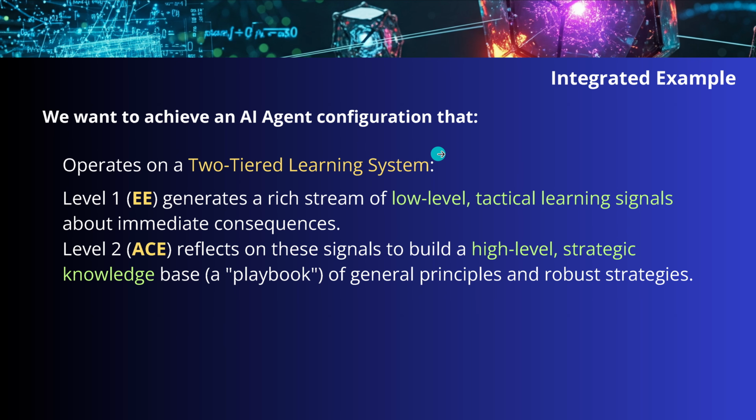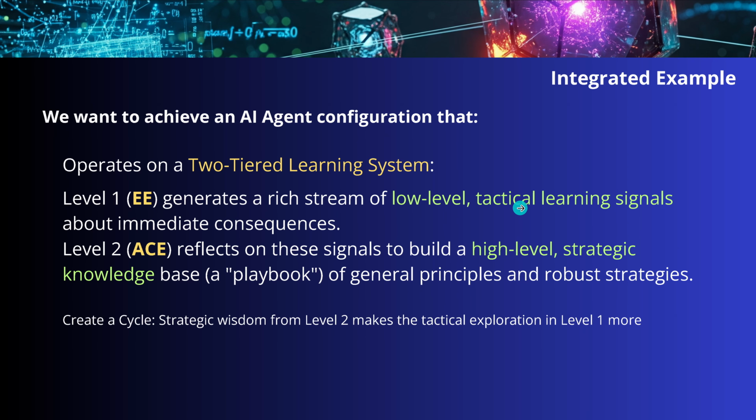So let's say we have a 2-tier learning system. Level 1 is E, no? It generates here a rich stream of low-level tactical learning signals about immediate consequences when the AI touches the environment. And then ACE level 2 is about high-level strategic knowledge-based structures. Let's call it a playbook for general principles and a robust strategy. So you see, those 2 go beautifully together.